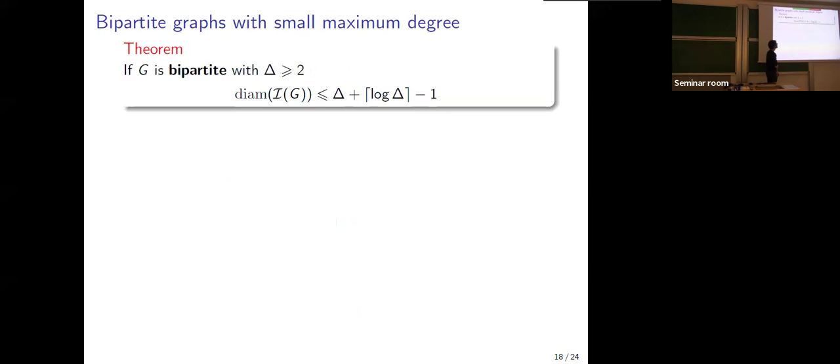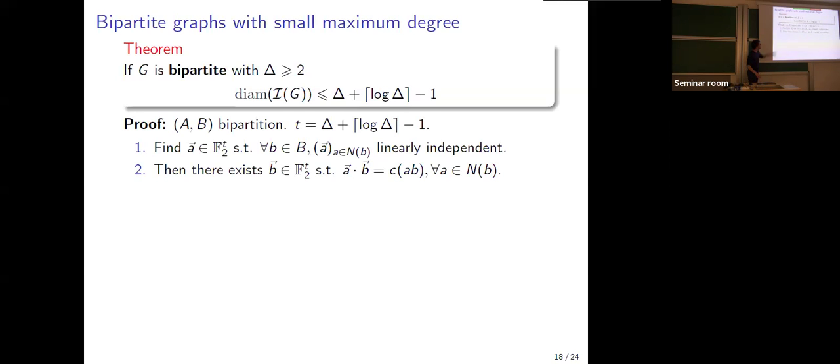So let's use this method to bound the inversion diameter of bipartite graphs. We'll show that it's at most delta plus log delta minus 1. Let t be this number of inversions, so the dimension of our vectors, and let A, B be the bipartition of the graph. The proof will be in two steps: first, we'll find vectors for A and then for B. For A, we'll find vectors such that for every vertex of B, the neighborhood of this vertex gives a family of linearly independent vectors.